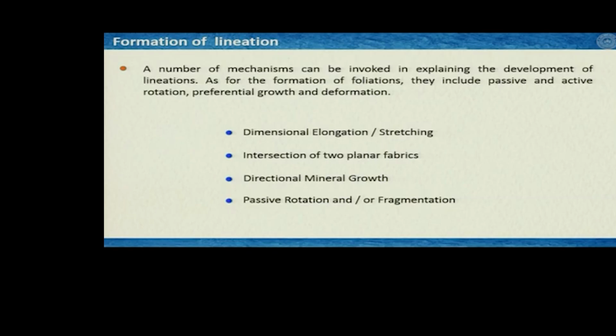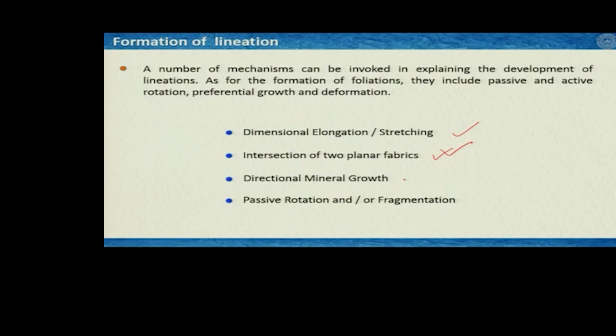There are many mechanisms you can think of that explain the development of lineations, but if we consider the formation of the lineations, mostly they are formed either in a passive manner or in an active manner, and these are listed here. One is essentially dimensional elongation or stretching. The second one is intersection of 2 planar fabrics. If you remember in our stereonet lectures or dip-strike lectures, we defined that a line can be defined by 2 intersecting planes. It is exactly this one, and we will see that these are known as intersection lineations soon.